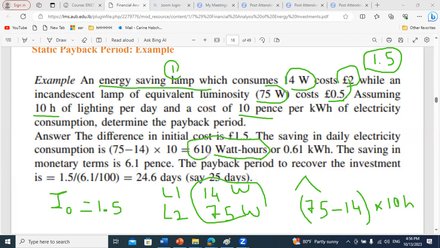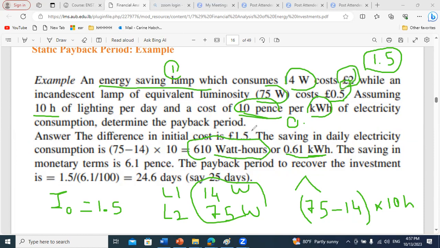And since the price of kilowatt hour is given, which is 10 pence, this is equivalent to 0.61 kilowatt hour. We did the conversion because we know the price per kilowatt hour, okay? So now I have the amount of kilowatt hour saved per day. And in monetary terms, I multiply 0.61 by 10. So I am saving per day 6.1 pence, which is 1/100 of a pound.